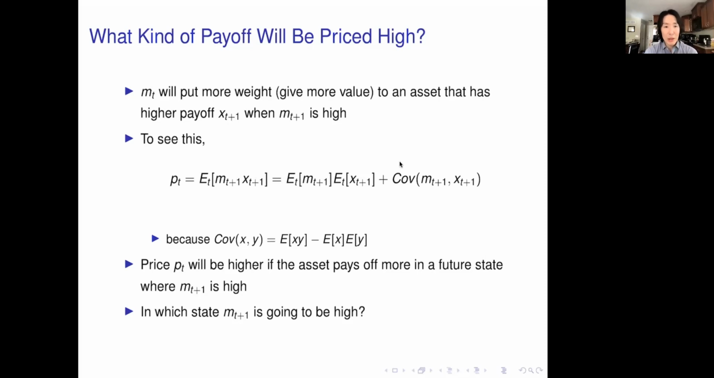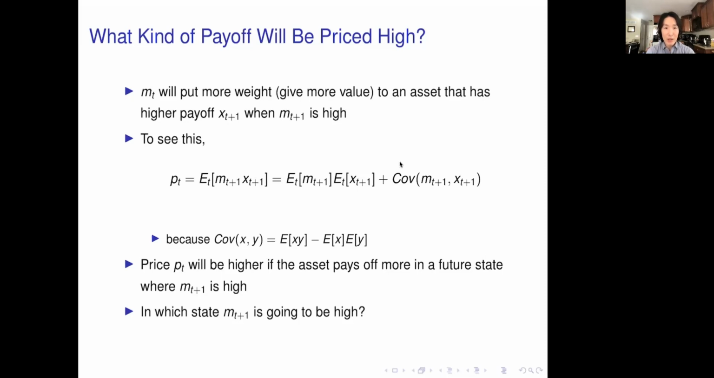And according to the pricing equation that we learned last time, the stochastic discount factor, or Mt, is going to put more weight, in other words, give more value to an asset that has higher payoff x(t+1) when m(t+1) is high. 즉 무슨 말이냐면요. 이 stochastic discount factor는 어떤 에셋이 페이오프가 stochastic discount factor가 높은 스테이트에서 더 많은 페이오프가 나올 때 그러한 에셋에 더 많은 가중치를 부여해서 가격을 높게 설정하게 됩니다. 자, 이것을 어떻게 이해할 수 있냐면요.